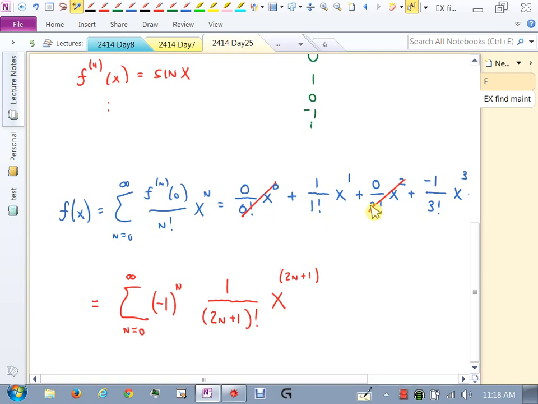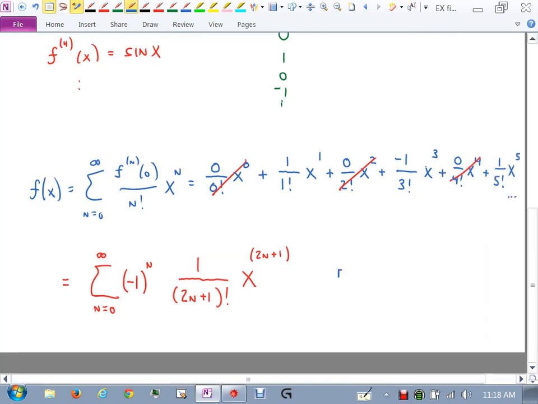How about interval of convergence? You could do that. Ratio test, and then I'm not going to go through it, but I'll just tell you that the interval of convergence for this one is also negative infinity to infinity. All right?